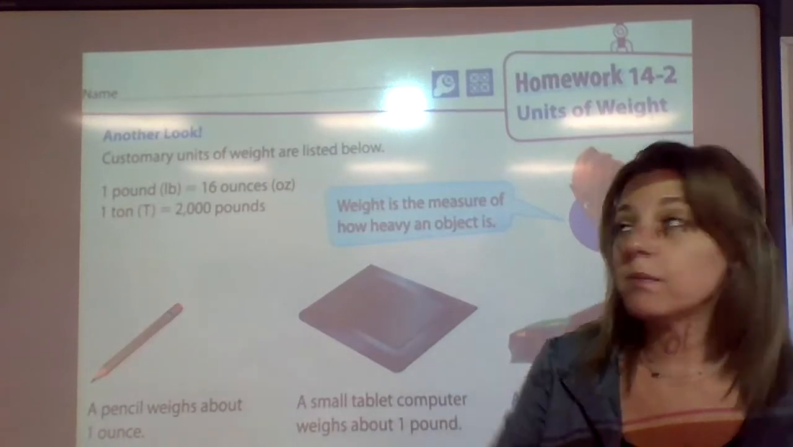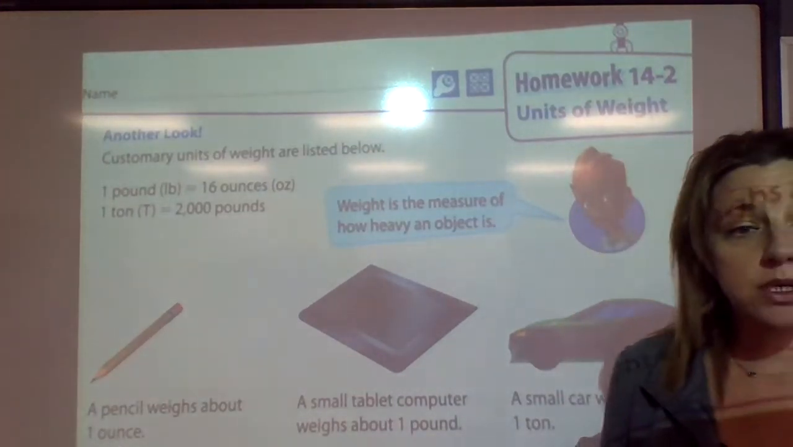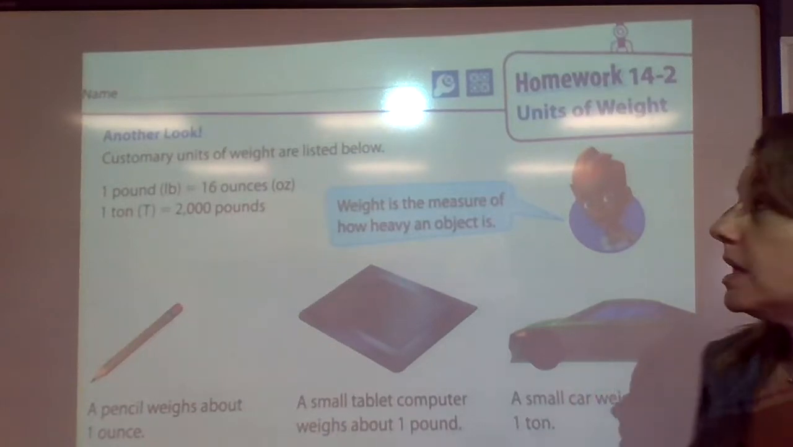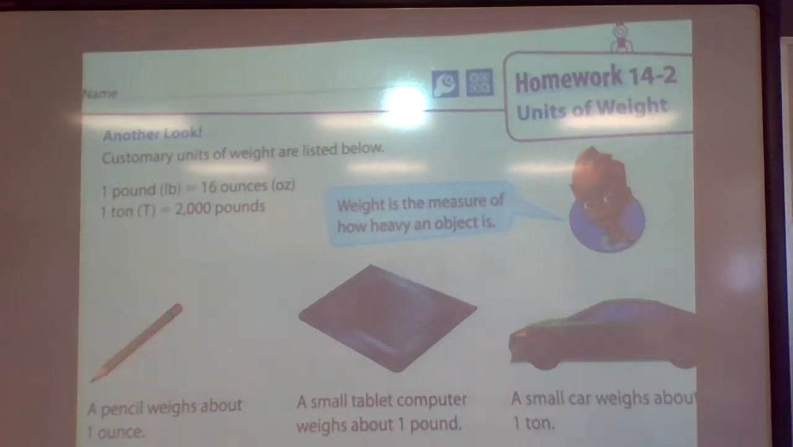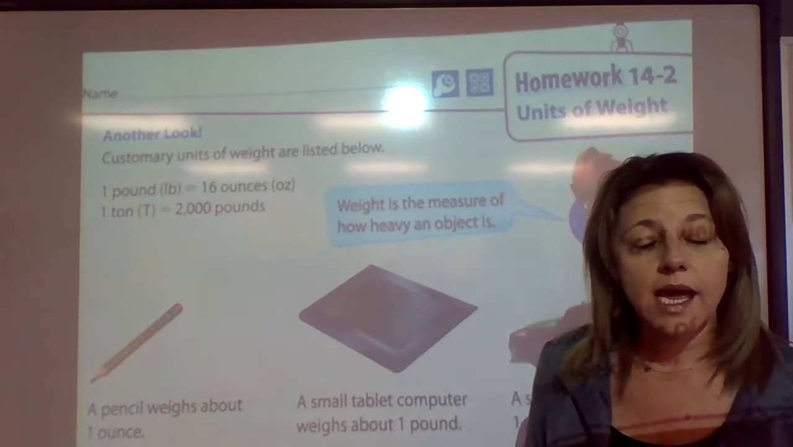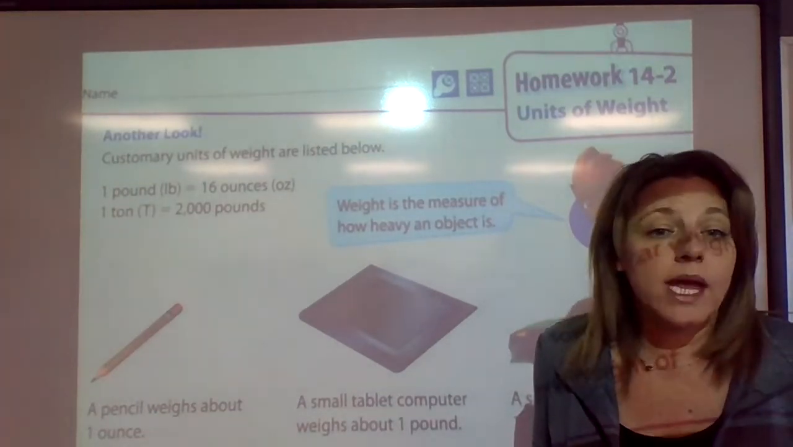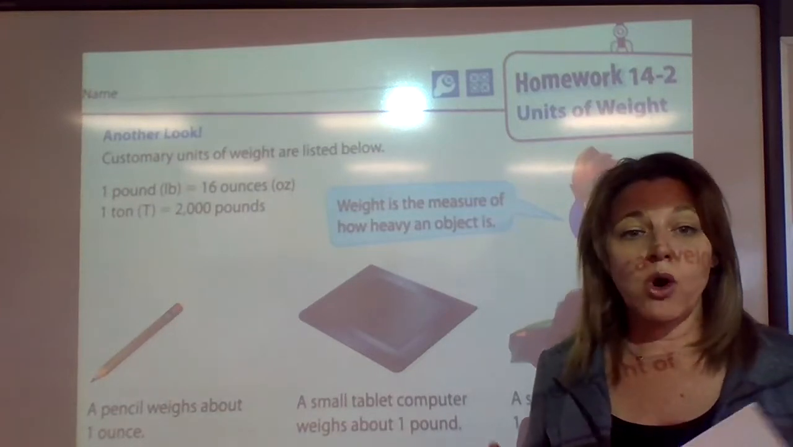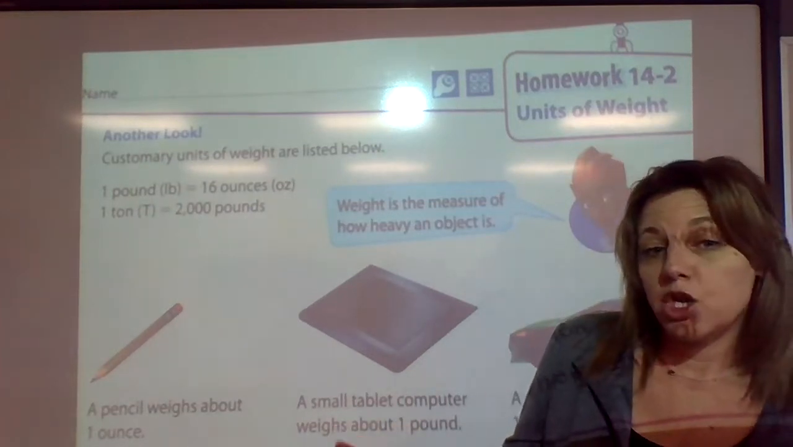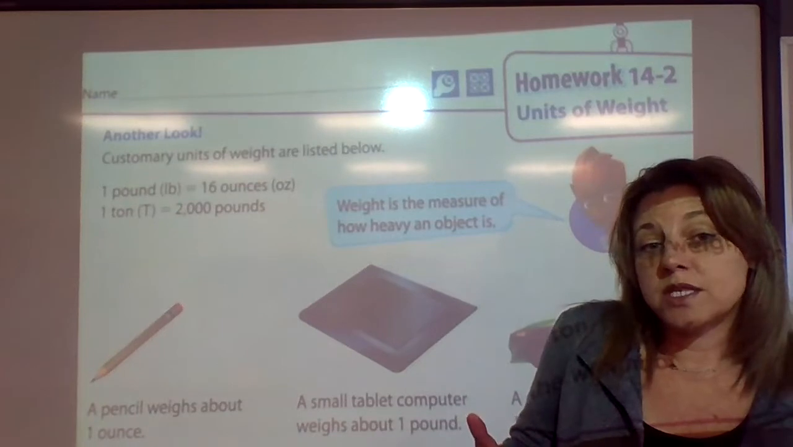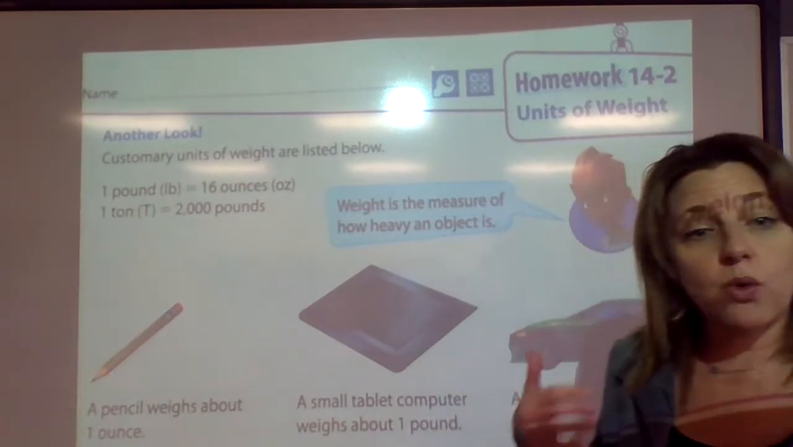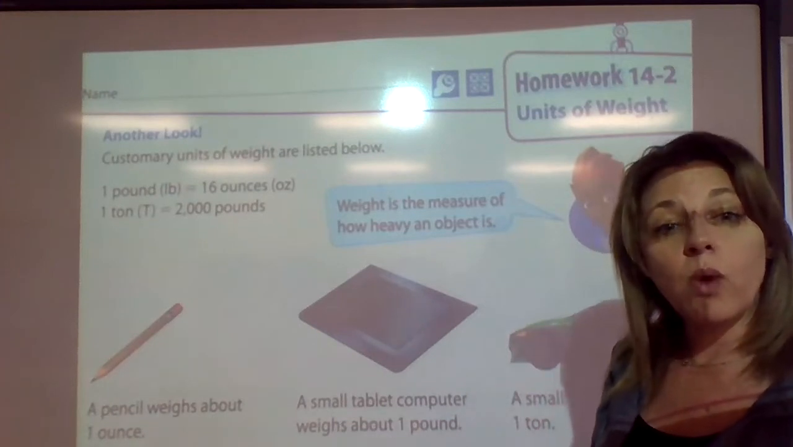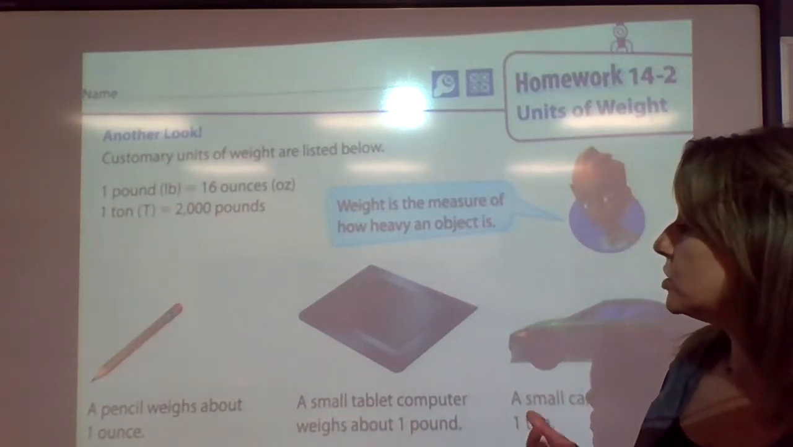This unit is all about measurement, and yesterday we talked about customary units of capacity, and today we're talking about units of weight. And what that means is how much something weighs. This is something you should be very familiar with. When you are born, you are so many pounds and so many ounces. When we get on a scale, we're measuring our weight. So you should be familiar with this terminology.